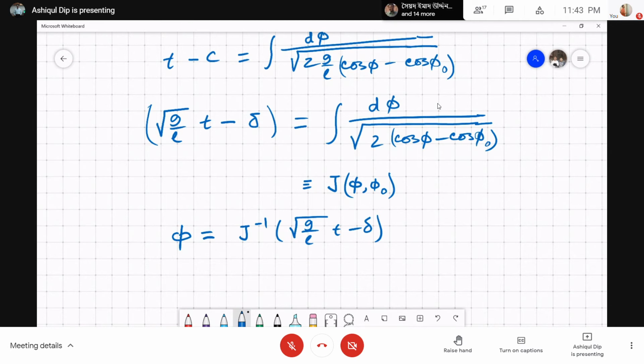Shouldn't the J inverse be a function of phi naught? Sorry, the J inverse. Yes, that should be a function of phi naught as well.